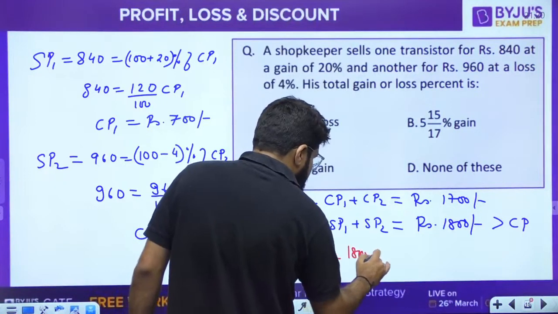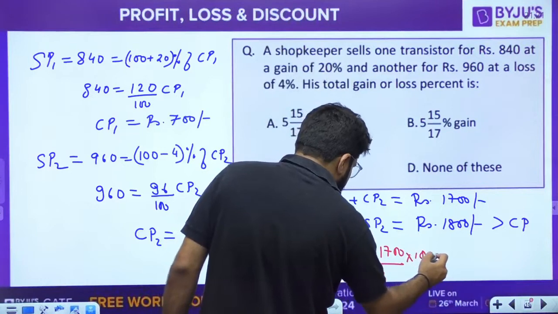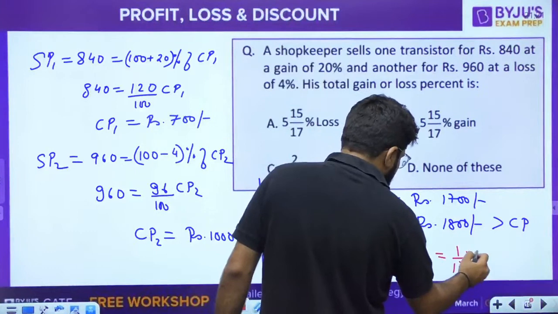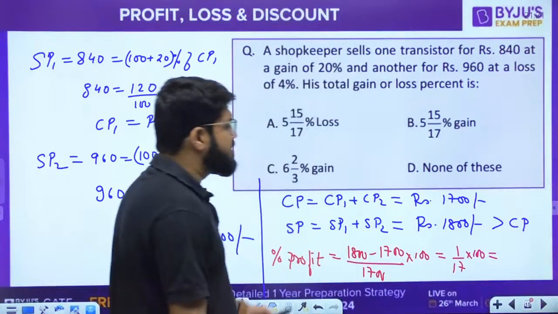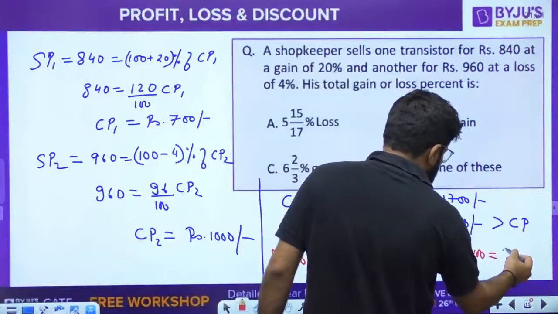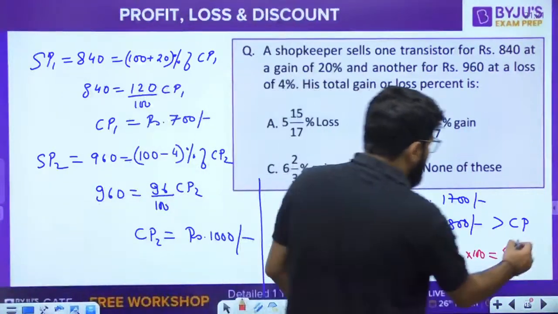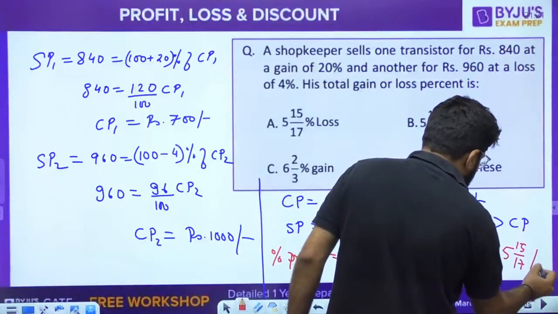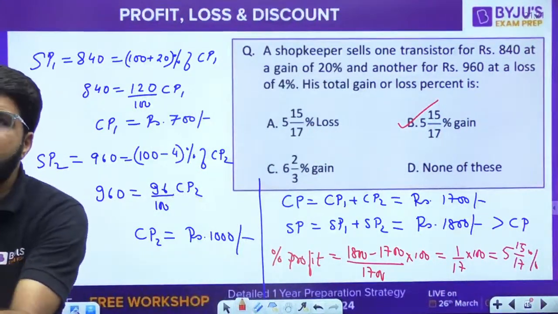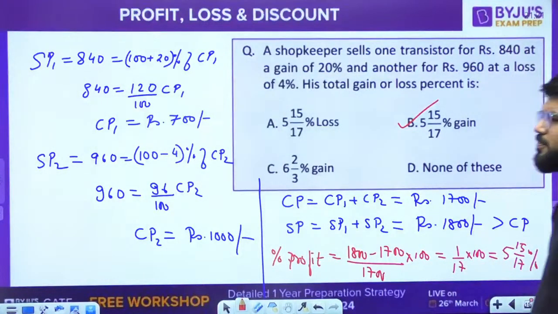That is 1800 minus 1700, divided by 1700, into 100. So 1 by 17, it is 1 by 17 into 100. 100 by 17, it is 5 point something, right? You can even calculate this. The quotient is 5 and the remainder will be 85, 15. Perfect, remainder 15. So in mixed fraction, it can be 5 and 15 by 17 percent. Option number B. So B is the correct answer.